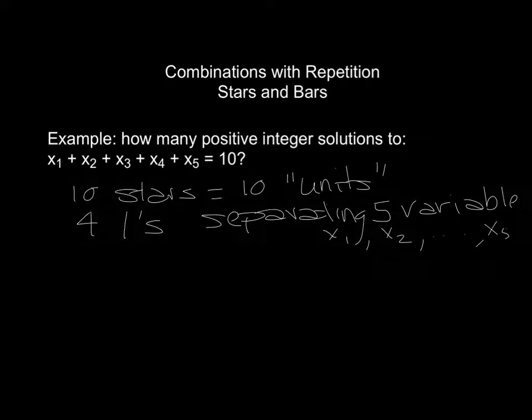Okay, so how many ways can we arrange these 10 stars and 4 bars? Well, that again is going to be 14 factorial, 14 total, divided by 10 stars and 4 bars. Again, there is an analogy. The 10 units could be like 10 pennies that you distribute among 5 variables or 5 children.